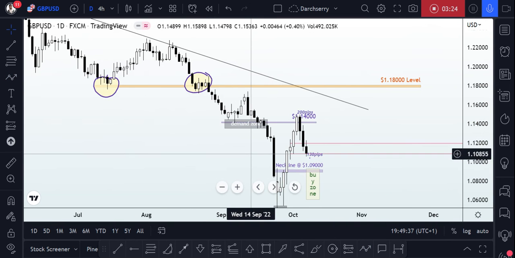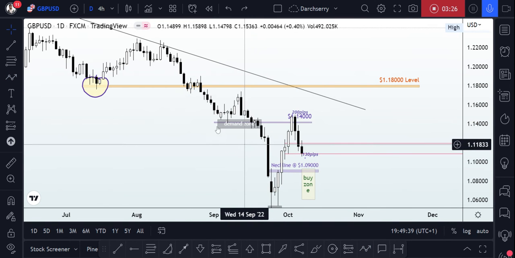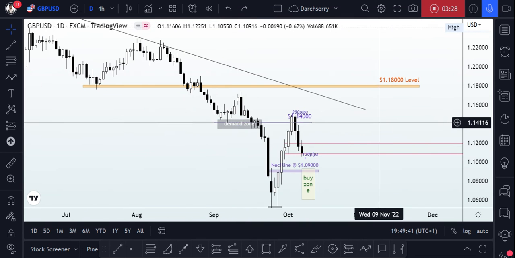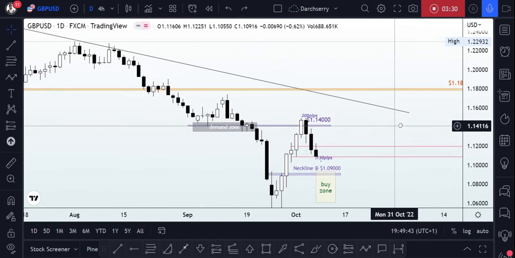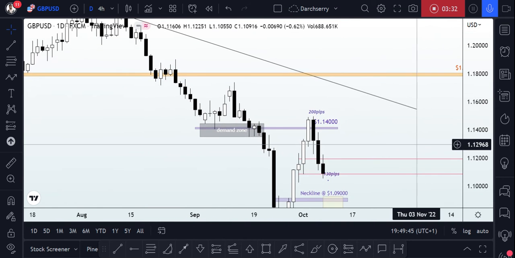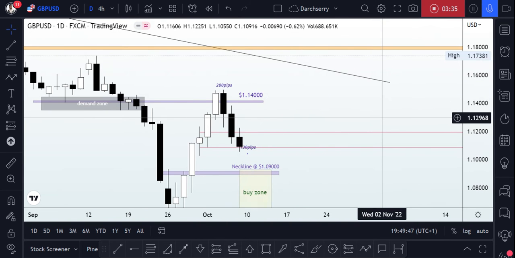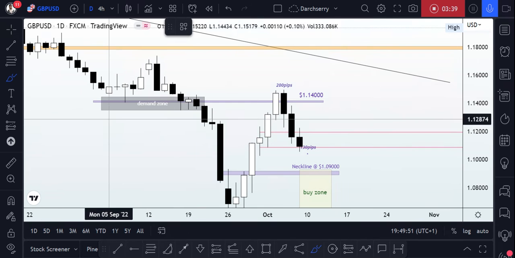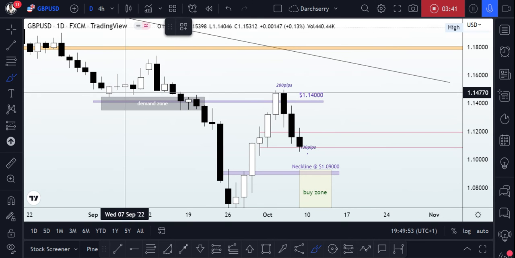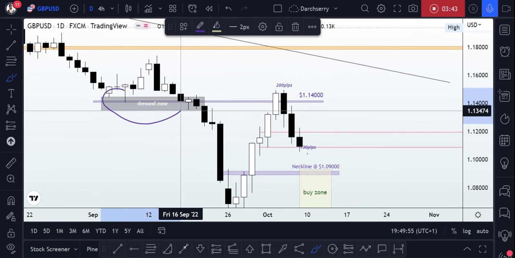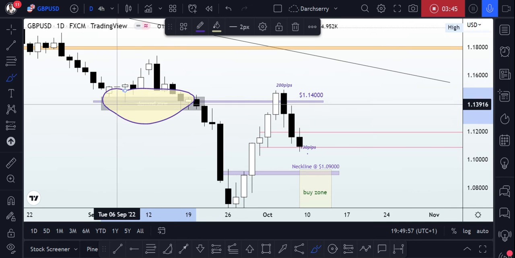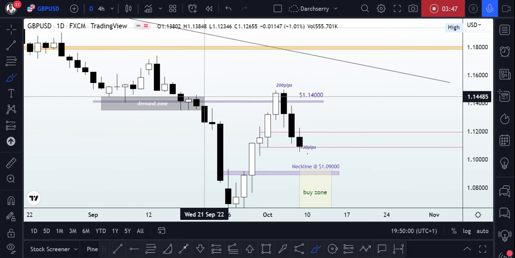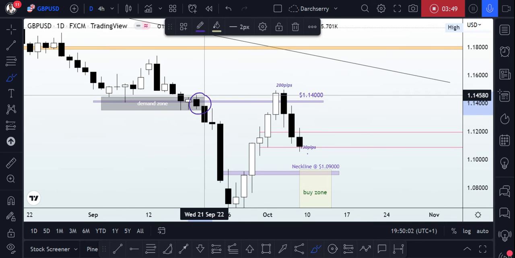Now, looking at the structure here, fast forwarding into the early days of the month of September, we can see how the 1.1400 level has been a major niche for participants in this market. Look at what we have here in the first week of the month of September. We saw how this level has been a major demand zone for participants in this market before we finally saw the breakdown of that structure.